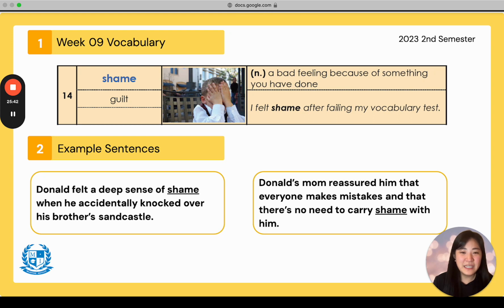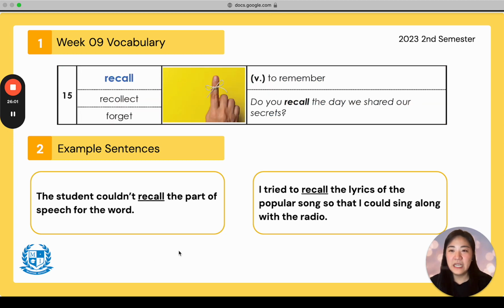Example 2: Donald's mom reassured him that everyone makes mistakes and that there's no need to carry shame with him. So maybe after the first sentence, Donald's mom was like, it's okay, mistakes happen. You don't have to feel shame for that. Okay? Shame.